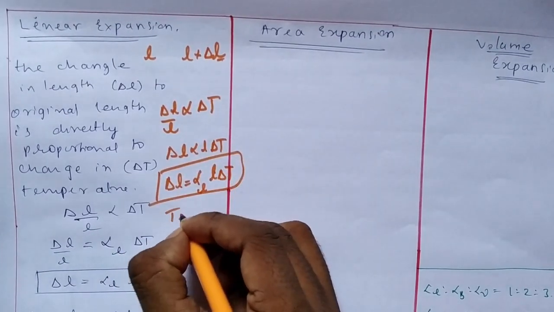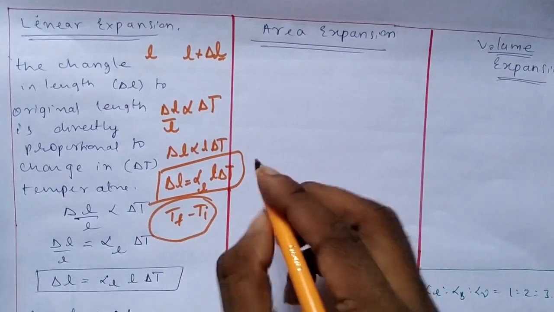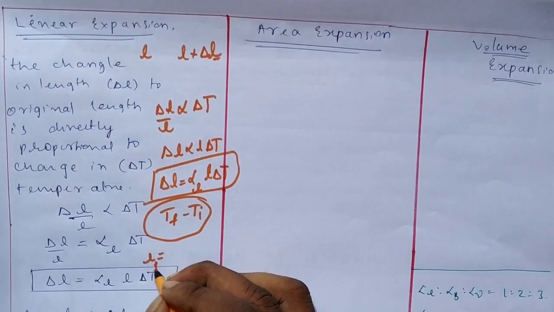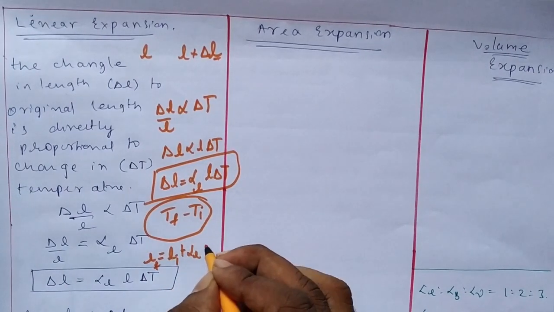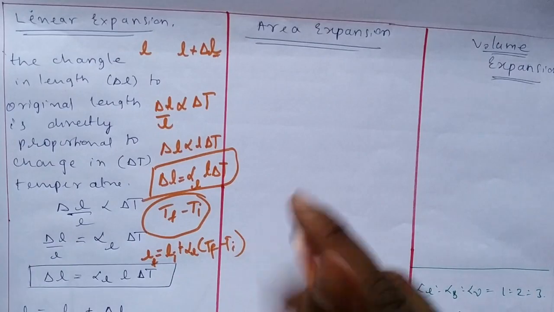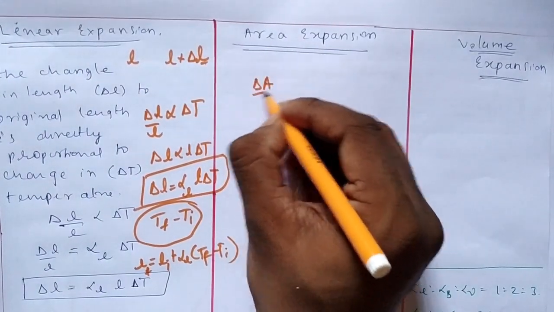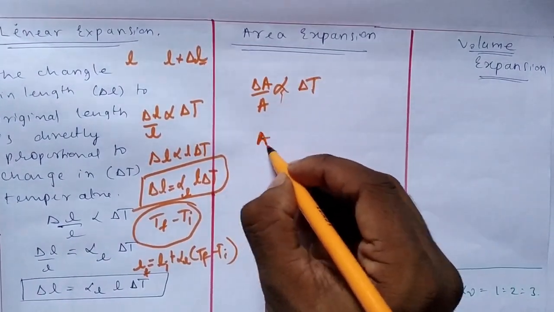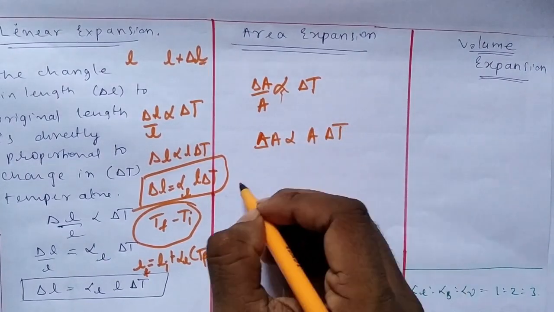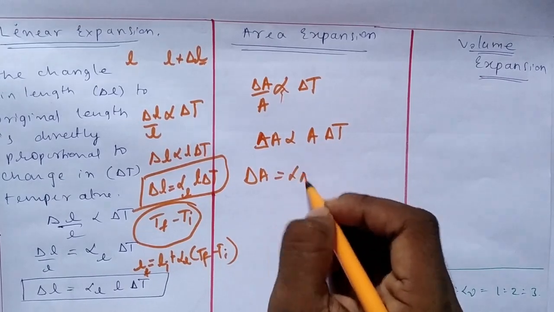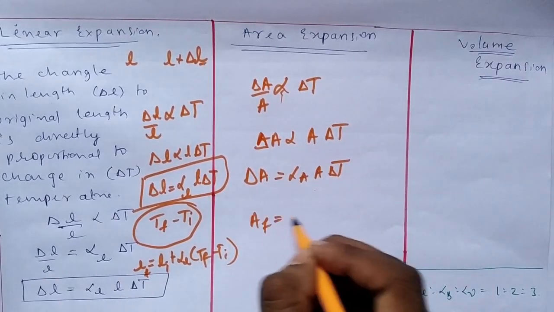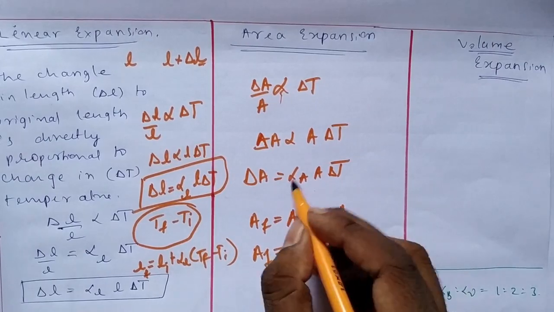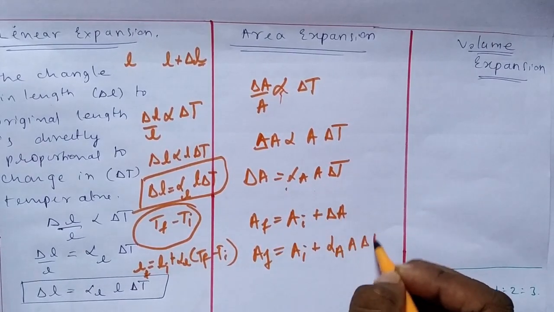Okay, what is delta T? Delta T is final temperature minus initial temperature. So if you add this delta L to the initial length, the final length is equal to initial length plus alpha L into delta T, where delta T is TF minus TI, isn't it? This is the condition. See, in the area expansion, the change in area divided by original area is directly proportional to the change in temperature. Delta A is directly proportional to A into delta T. If I remove the proportionality symbol, I will get alpha A into delta T. So final area will be initial area plus change in area. So final area will be AI plus this change in area, alpha A into delta T. Okay, this is the condition.